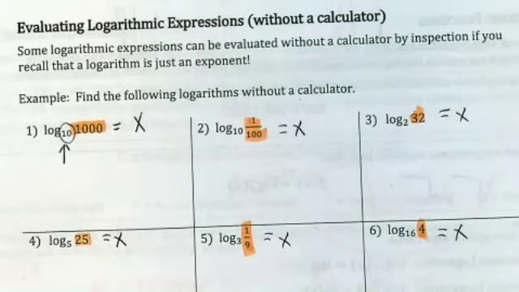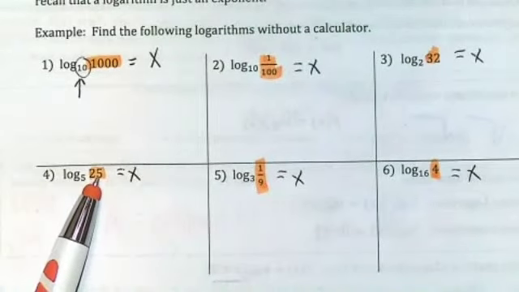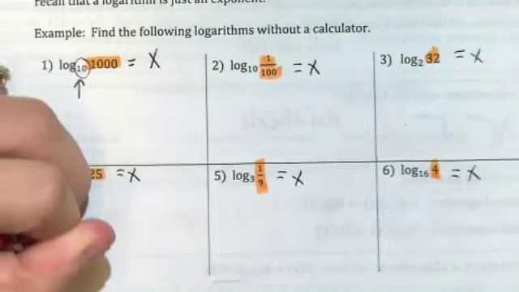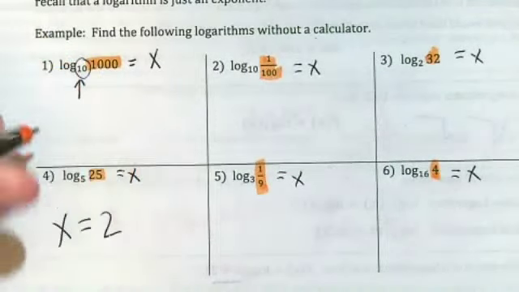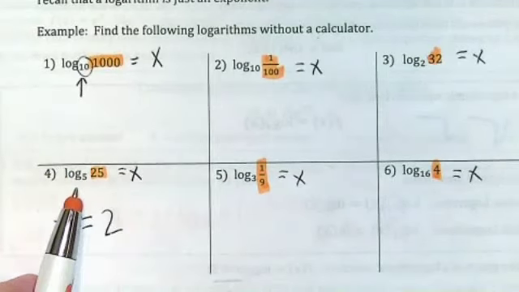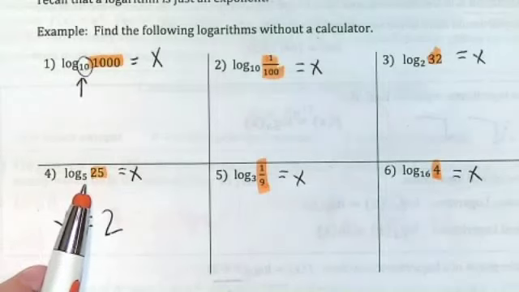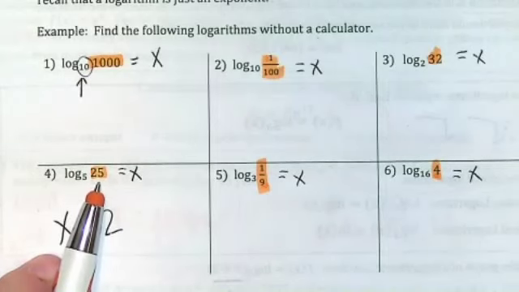Okay? 5 to the power of something is 25. This one's a little easier. Here, x is going to equal 2. If I evaluate this, the answer is just the exponential relationship that exists between the little number, the base, and the big number, 25.